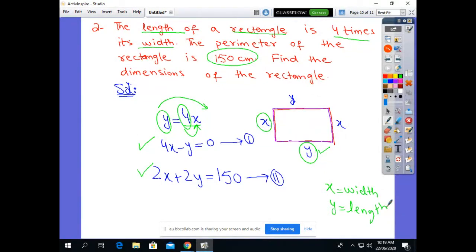Okay. The perimeter of the rectangle is 150. Perimeter means the total length of the sides. There are two widths and two lengths, or 2x and 2y. Add these: x plus y plus x plus y, that is 2x and 2y.